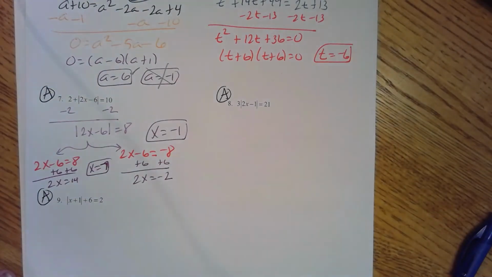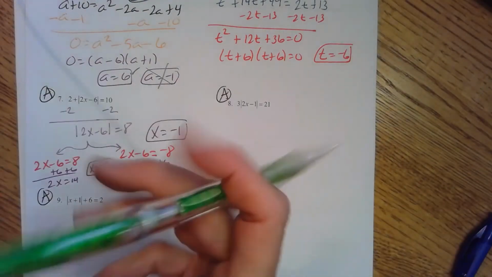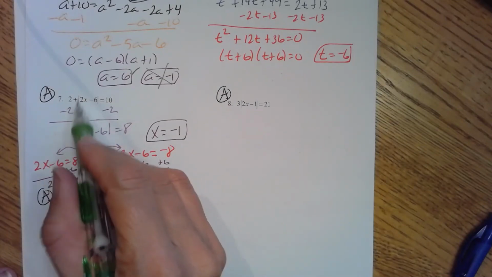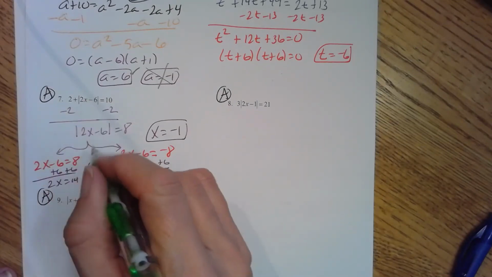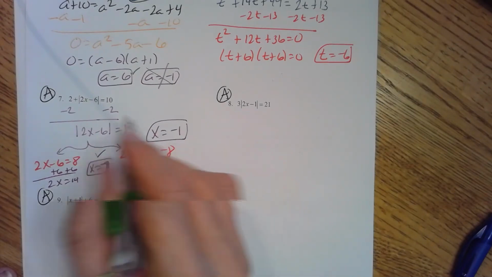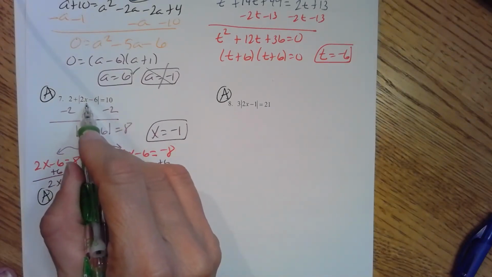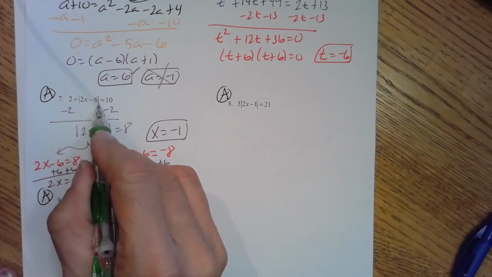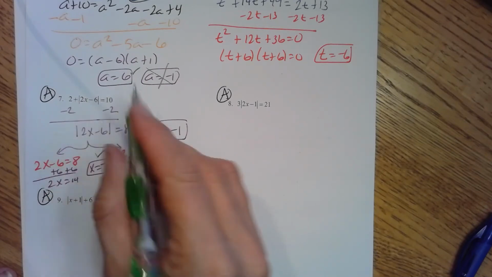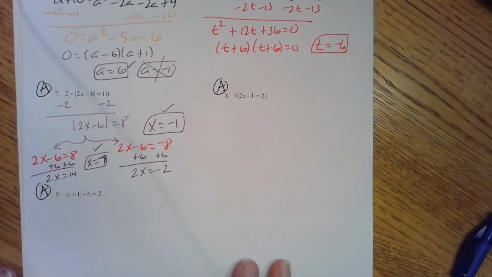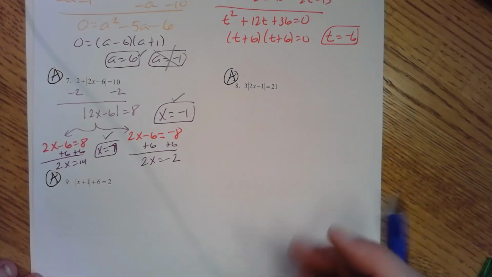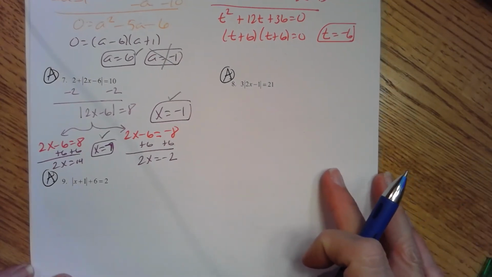So let's check these answers. When I plug in a 7, 2 times 7 is 14, 14 minus 6 is 8, absolute value of 8 is 8, and 8 plus 2 is 10. Plug in the -1. 2 times -1 is -2, minus 6 is -8, absolute value of -8 is positive 8, and 8 plus 2 is 10, so they both check. With absolute value equations, they either both should check or they both won't check. That's something you might want to write down.